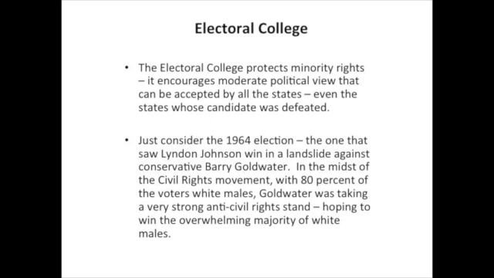Therefore, one of the values of the Electoral College and of federalism is that it has served as a protection of minority rights. There are lots of examples, but let me just talk about the 1964 election, one that I'm well aware of and have for years used to point out this particular example. And just consider with me what the stakes were and see whether or not you can begin to agree that the Electoral College does have a role in moderating otherwise extreme voices.